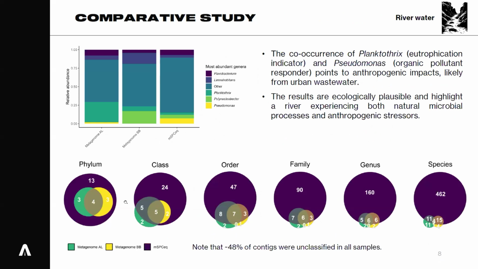Taxonomic analysis of our samples revealed that in the river water sample, roughly half of the contigs were unclassified, which is normal for environmental samples. And among those that were classified, we observed that single cell data provided a broader taxonomic diversity, as evidenced here in Venn diagrams. Venn diagrams show the overlap of taxonomic categories at different levels, and here single cell data is represented by a purple circle. We also checked which organisms were detected, and the results were ecologically plausible, meaning that the data basically made sense for the source of the microbial community.